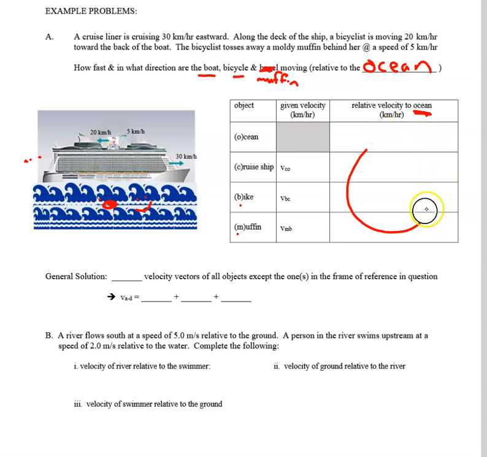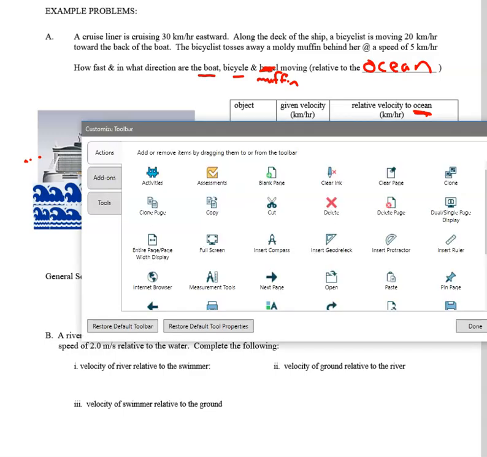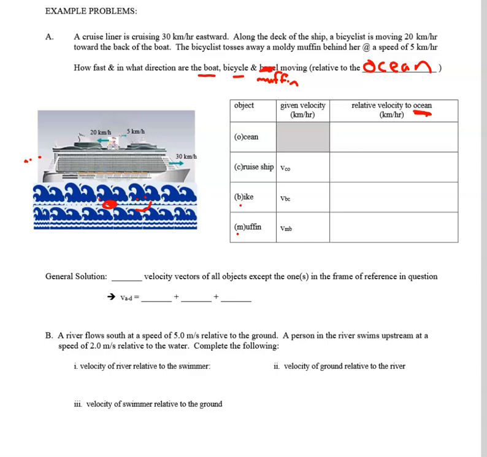It should be clear, hopefully, that you and the water and any fishies that are just sitting there are not moving relative to the ocean. So this is just going to be 0. Okay, so let's go to the cruise ship. What I want to find is the velocity of the cruise ship relative to the ocean. That's what I'm going to start with.